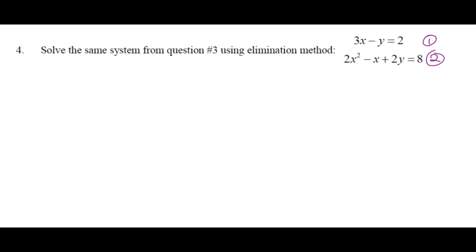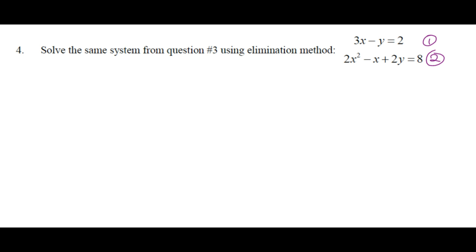Okay, what are we going to do? Got 3x minus y equals 2. So what I want to do is to be able to add or subtract the equations and end up eliminating, because it's the elimination method, either x or y. Not both, because you just won't solve, right? You can't. So what are we going to do?